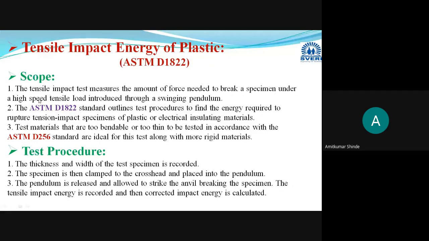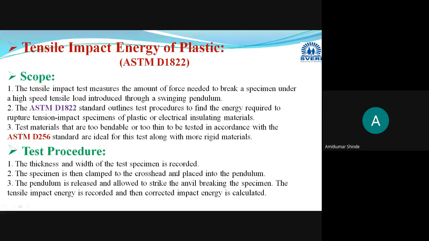Now I will repeat, some part may get repeated. This is the tensile impact energy testing of the plastic material. Now why or how are we conducting this test? In this test we are going to measure the amount of force needed to break a specimen under a high speed tensile load introduced through a swinging pendulum.